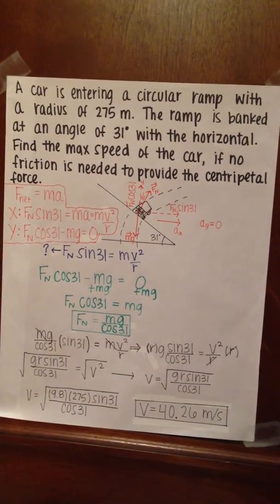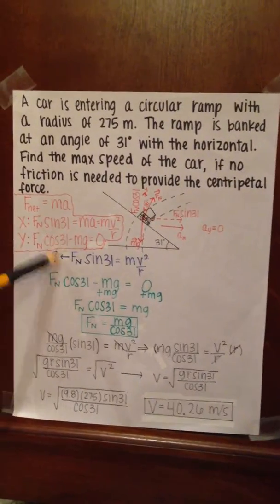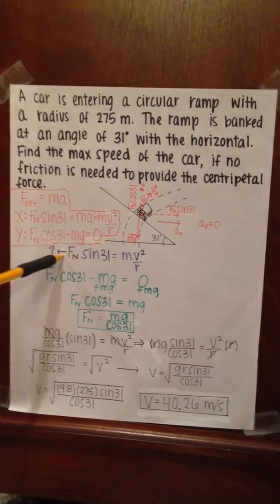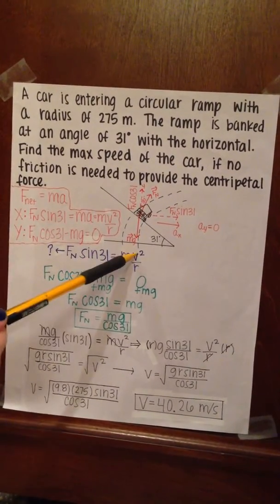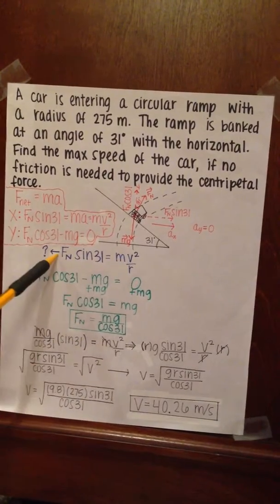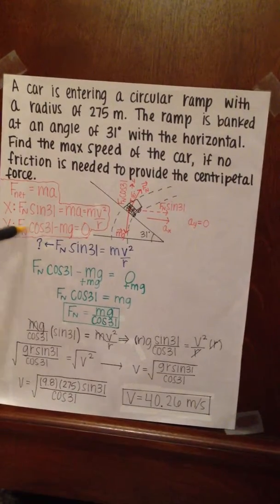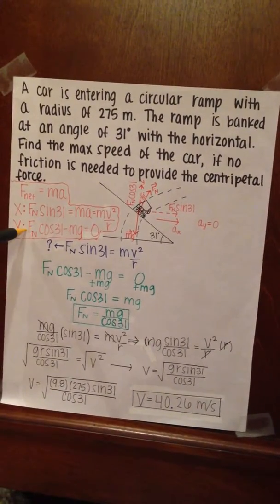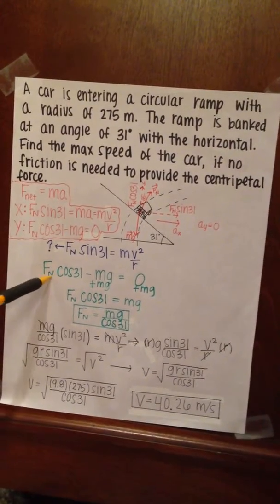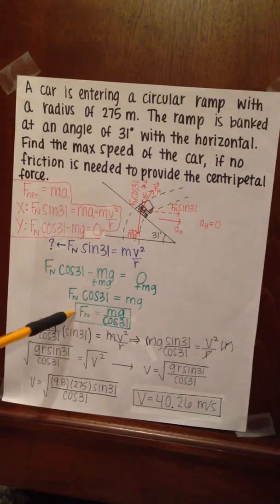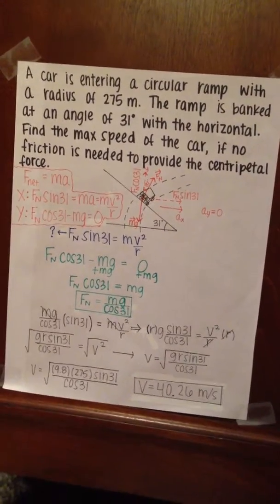So then, in order to find the max speed, you have to use the x, because you're only going in the x direction, so you have to use the x formula. And in order to find velocity, you have to know everything else, but we don't know what the normal force is. So in order to find the normal force, you have to use the y equation of Newton's second law to solve for Fn. And once I do that, you get Fn equals mg over cosine 31.